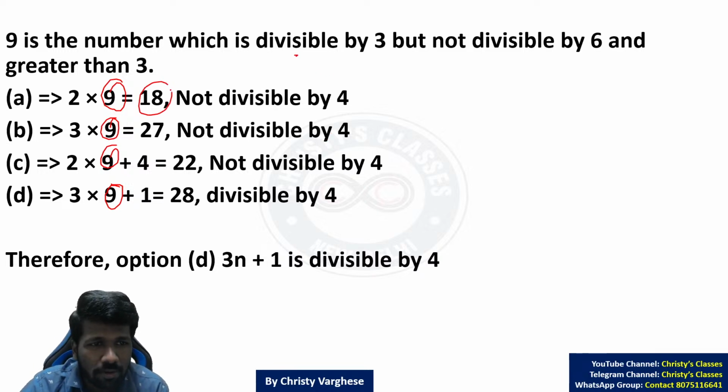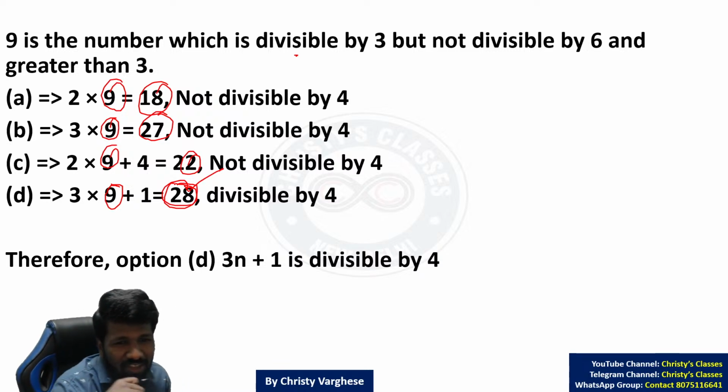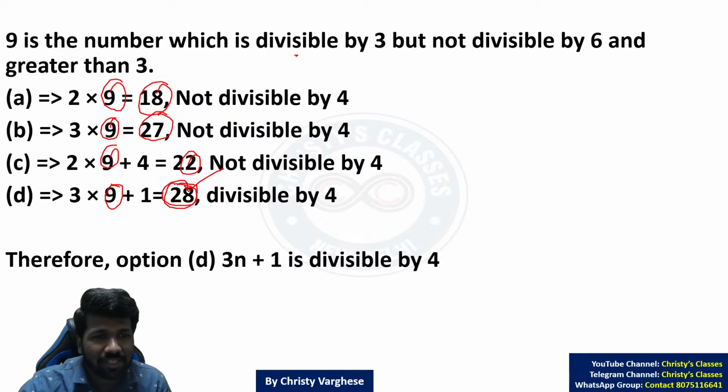When you calculate it, you will get 18, 27, 22 and 28. The only multiple of 4 is 28. As it is a small number, you don't have to test divisibility or anything. You should know 4's multiples are 20, 24, 28, 32, etc. In that list, 18, 27, 22 are not there. So A, B, C are eliminated.